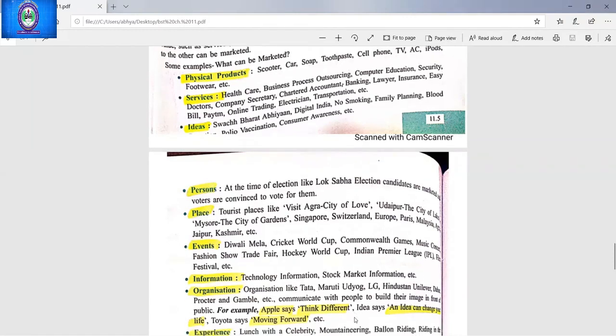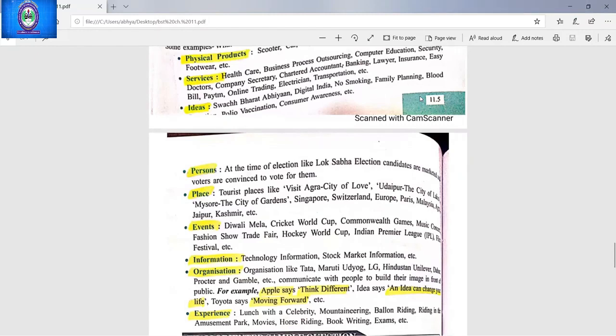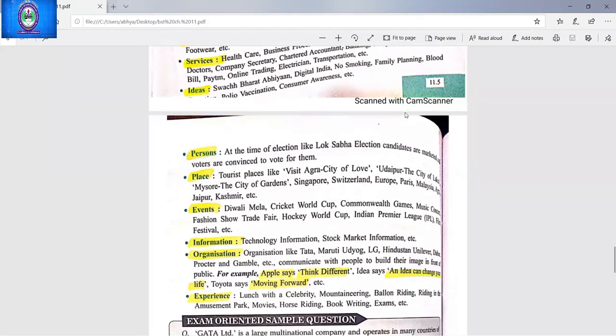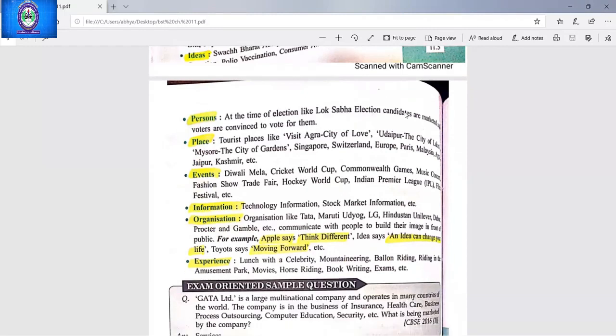Persons, at the time of election, persons can also be marketed. Whenever there is election time in our country, advertisements are done, efforts are done, persuasion is done for the persons. At the time of Lok Sabha election, candidates are marketed and voters are convinced to vote for them. They are not buying those candidates, but rather they are selecting them by giving their vote. Then places. Different places are marketed by giving ideas like tourist places: visit Agra, city of love; Udaipur, the city of lake; Pink City; Mysore, the city of gardens; Singapore, Switzerland; Europe, Paris, Malaysia. All these places are marketed.